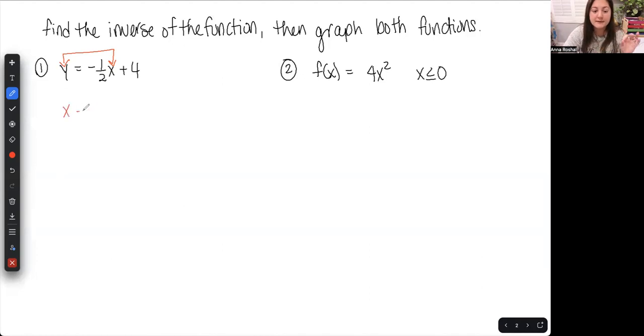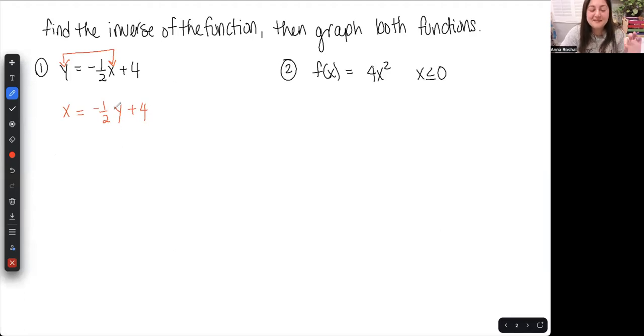So now I'm going to have x equals -1/2 y plus 4. That's step one. Once we have step one down, step two is pretty simple. Well, actually, all the calculation happens in step two. So just kidding, it is not pretty simple. Although it might be. I don't know. I think it's a lot of fun.